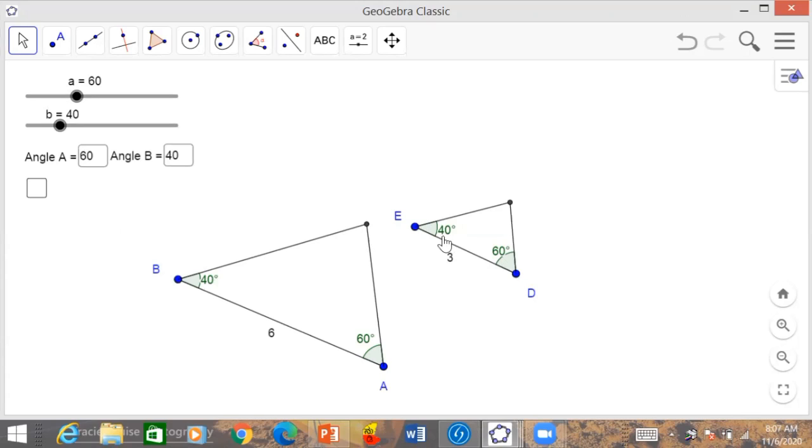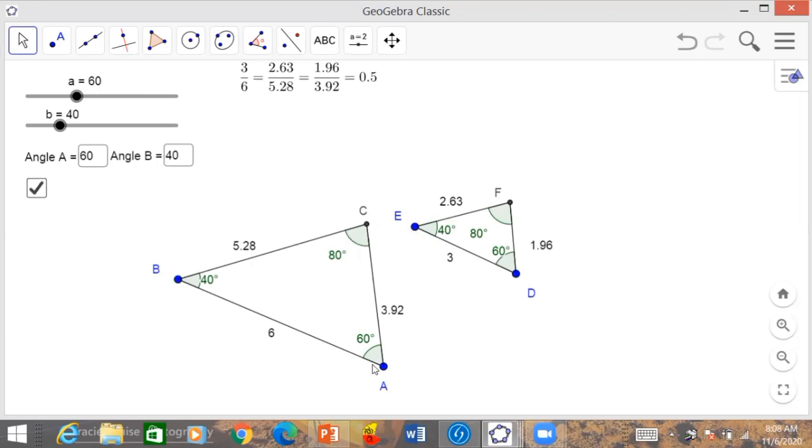What is the third angle of the triangle? That is equal to 80 degree, because the sum of angles of a triangle is 180 degree. So no need of measuring the third angle, it will be 80 degree because of the angle sum property. Now measure the length of the sides. After that, take the ratio.